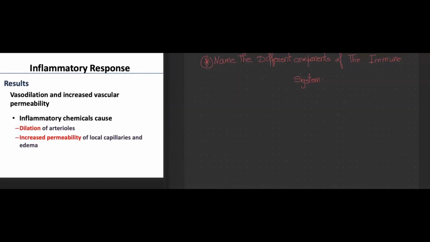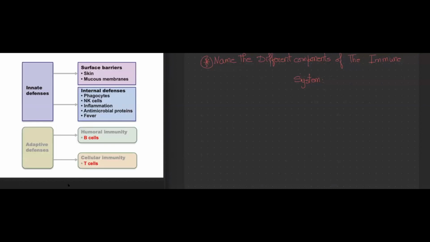Names the different parts of the immune system. So the different components of the immune system are all the different parts of the innate immunity and all the different parts of the adaptive immunity, which is simply a list on here. The assignment was just given today.